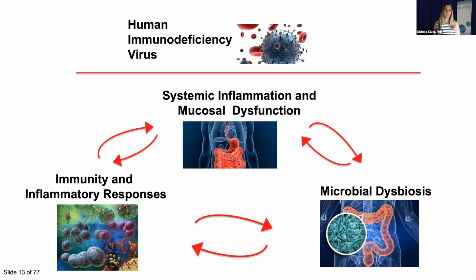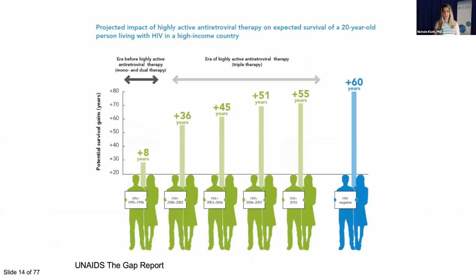So this is kind of my lab slide. We always go back to this because there's this huge connection between systemic and mucosal inflammation and dysfunction, microbiome dysbiosis, no matter what site we're looking at, whether the gut or the vagina, and then there's immunity and inflammatory responses, and all of these are really tightly connected and really important when it comes to disease. So we're first going to talk about the role of this in HIV.